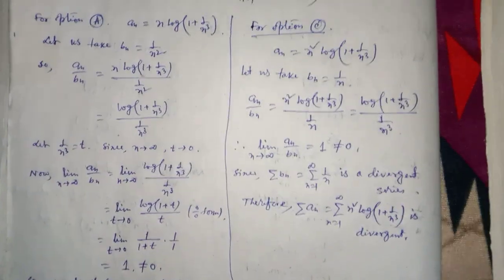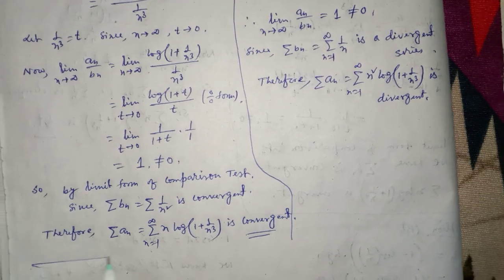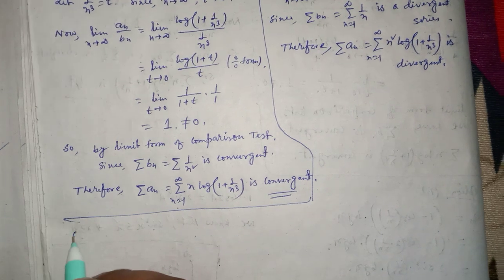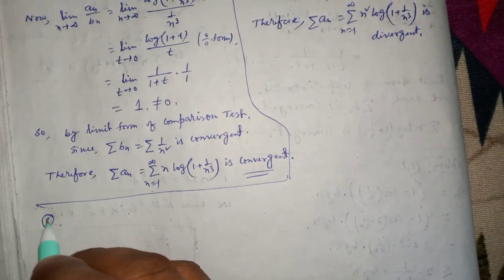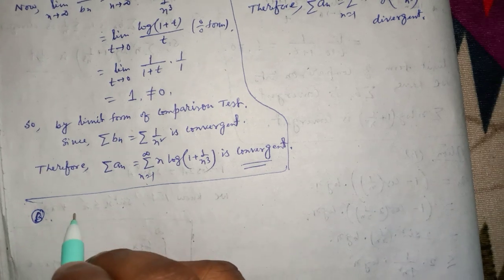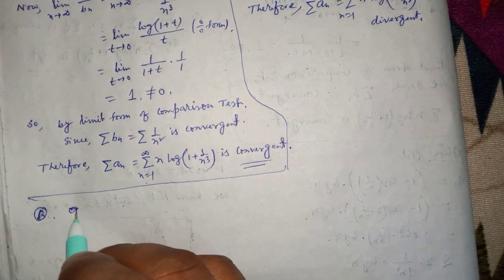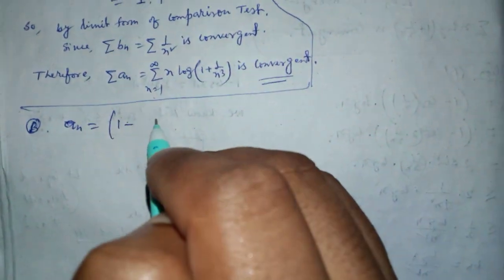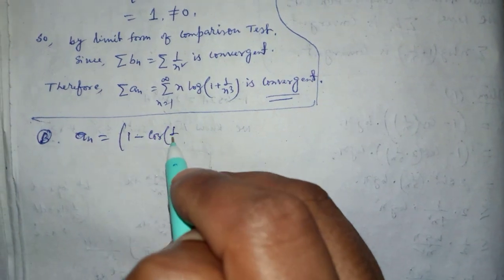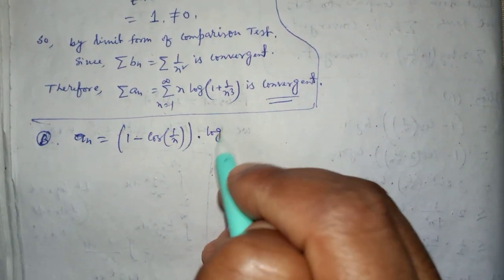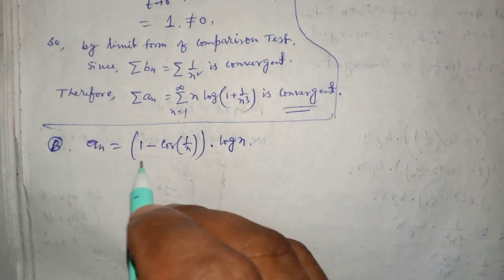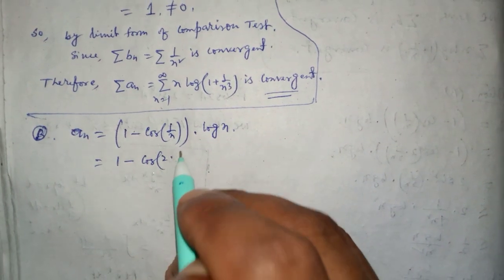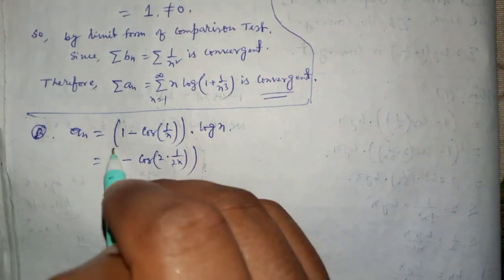Now let us check option B and option D. Option B, an is equal to 1 minus cos 1 by n into log n. So here 1 minus cos 2 into 1 by 2n into log n.